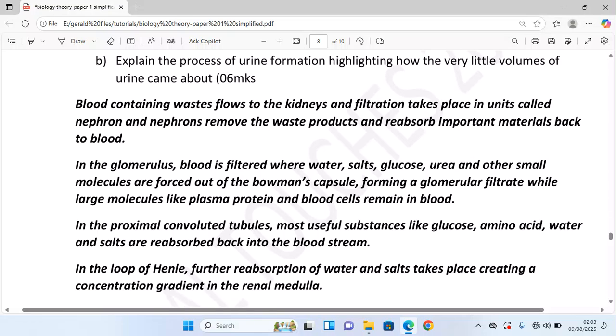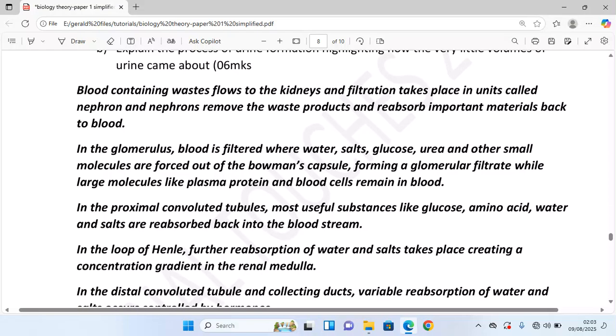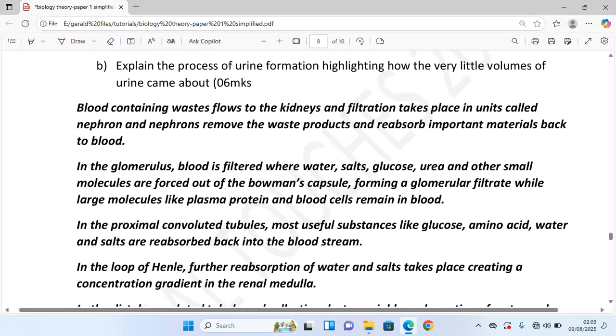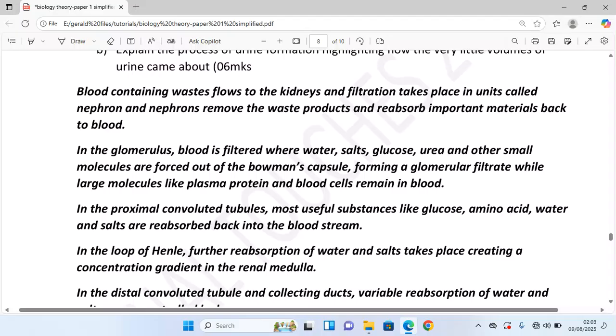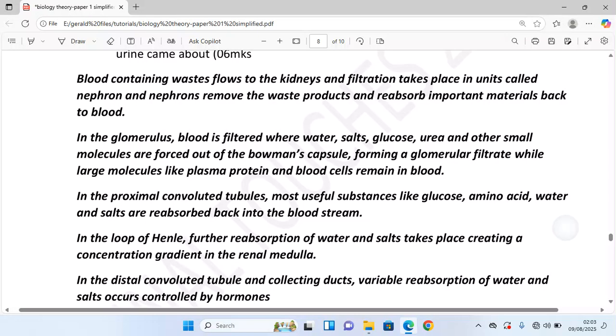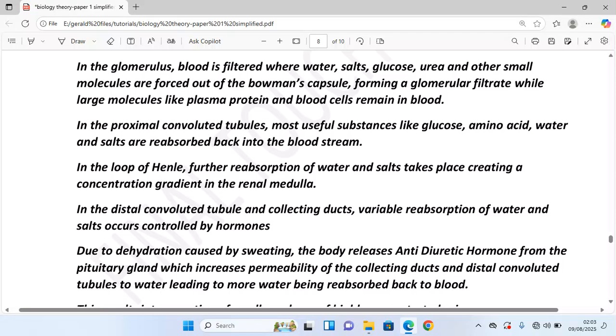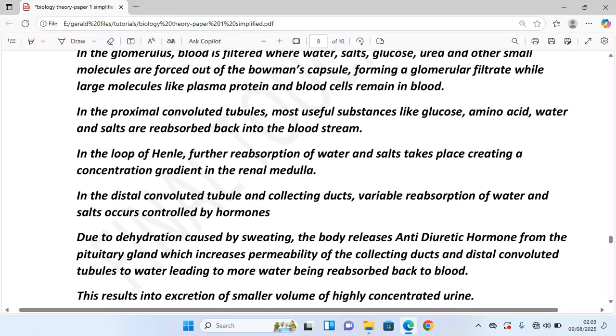Then here we have the detailed process explained. Part A: explain urine formation. Blood containing wastes flows to the kidneys, and filtration takes place in units called nephrons, which remove waste products and reabsorb important materials back to blood. In the glomerulus, blood is filtered where water, salts, glucose, urea, and other small molecules are forced out into the Bowman's capsule, forming a glomerular filtrate, while large molecules like plasma proteins and blood cells remain in blood. That's what we have just said.